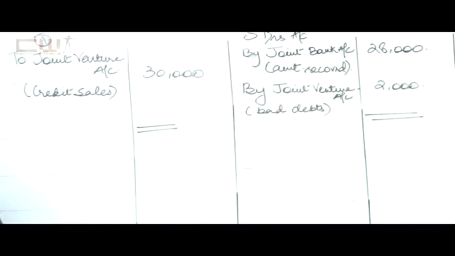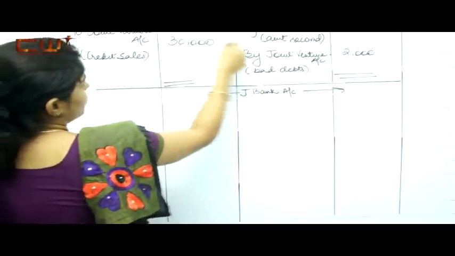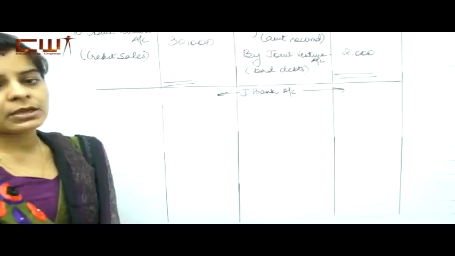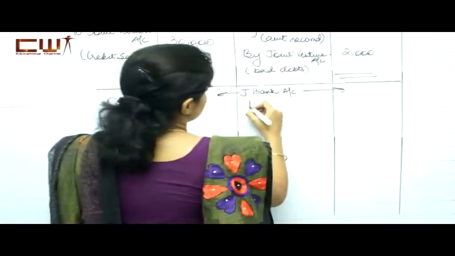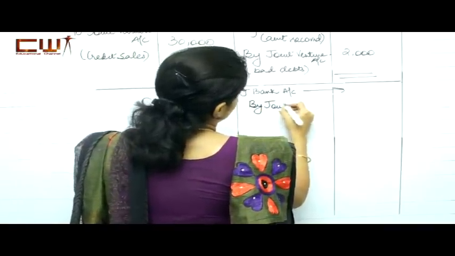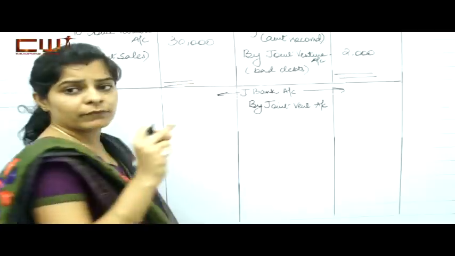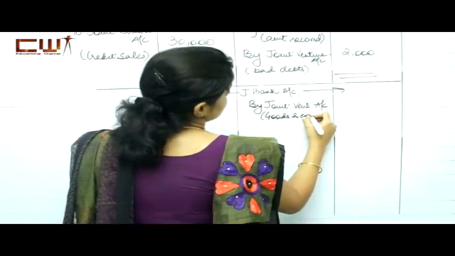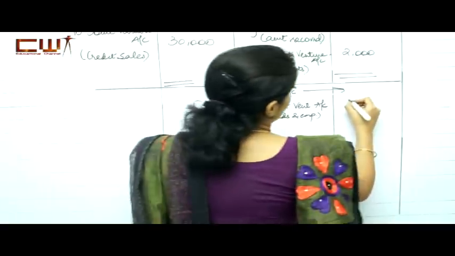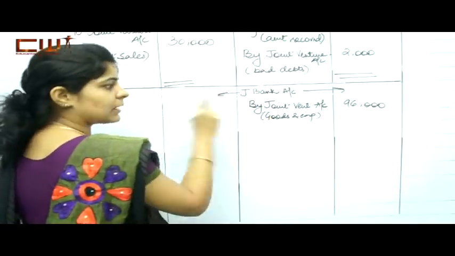Next account that they have asked to make is the bank account. Actually it is joint bank account. So it will be particulars amount. Bank account, what all will be there? You will have the joint venture account, that is you have paid all the expenses through the bank. So you will write that first, by joint venture account. See, in joint venture account you have made the entry joint venture account to joint bank account when you had paid all the expenses. So you will write there, you have purchased the goods, so that goods and expenses, the total how much you had got? 96,000. Whatever entry you make in one account, simultaneously you make in the other account, so you will not forget.